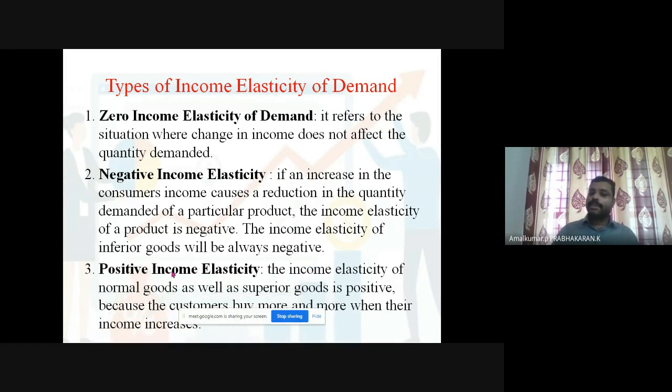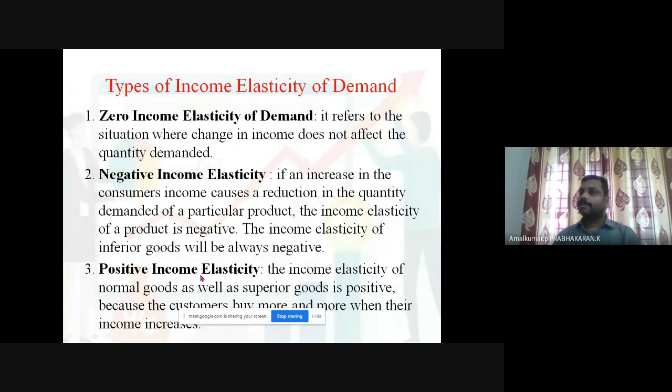Then another one is the positive income elasticity of demand. This is the opposite of negative income elasticity of demand. The income elasticity of normal goods as well as superior goods is positive, because the customer buys more and more when their income increases. For example, if a consumer's income increases, he shifts from inferior goods to superior goods. This increases the demand for superior goods, so it is called positive income elasticity.